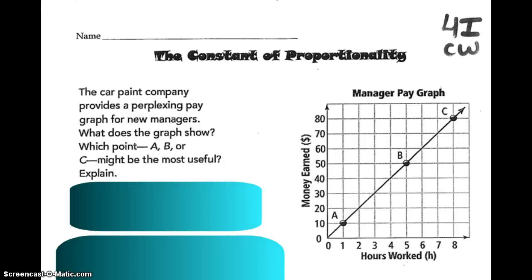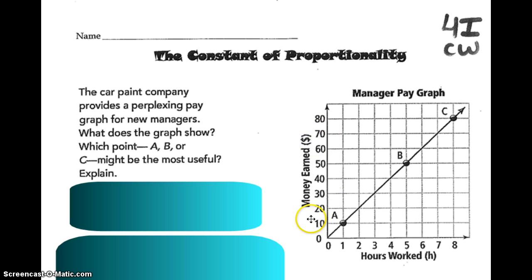These are the 4I notes on the constant of proportionality. In this first example, it says, the car paint company provides a perplexing pay graph for new managers. What does the graph show? Which point, A, B, or C, might be the most useful? Explain. So here we have a graph, a manager pay graph.